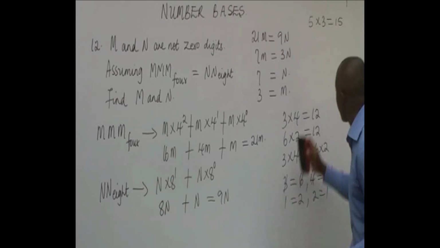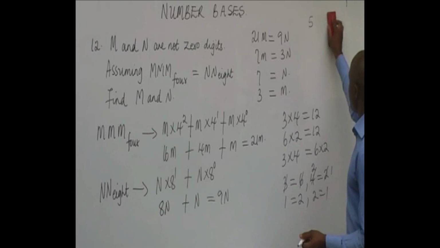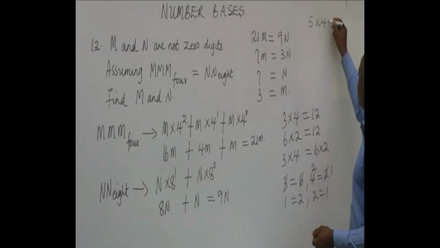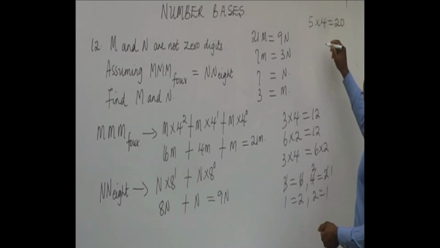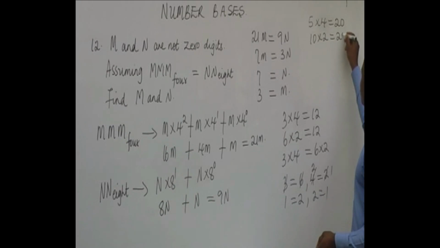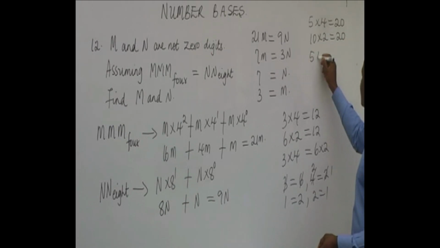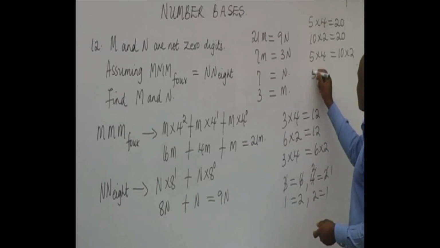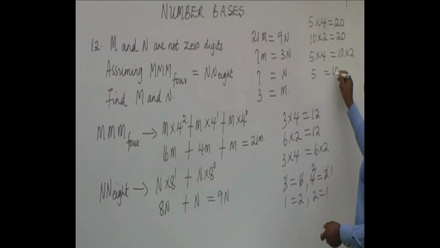Okay, let's take another number. 5 times 4 is equal to 20. You know that. At the same time, 10 times 2 is also equal to 20. It means that 5 times 4 is equal to 10 times 2. Both of them are equal to 20. That means 5 is equal to 10 and 4 is equal to 2.